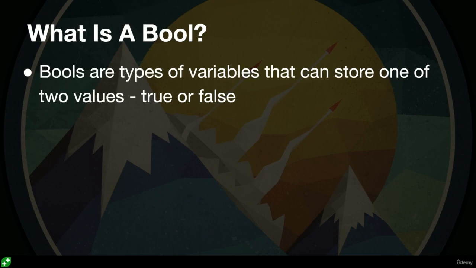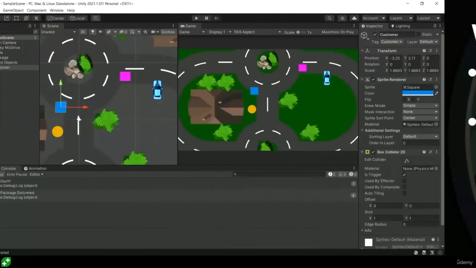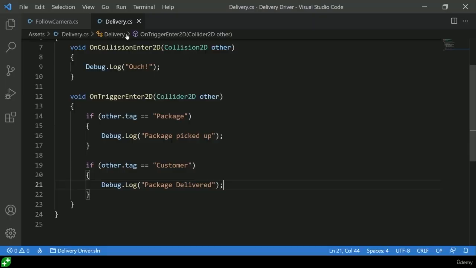Well, bools are types of variables that can store one of two values, either true or false. And they're often used with if statements to decide whether something happens or not. So if something's true, do the thing. If it's false, don't do the thing. So bools are very handy from that point of view. And in our code, we're going to jump back over into our delivery.cs script.